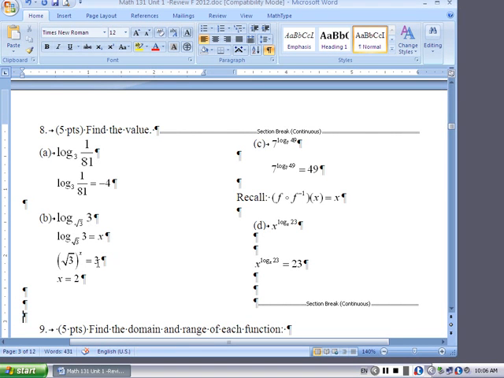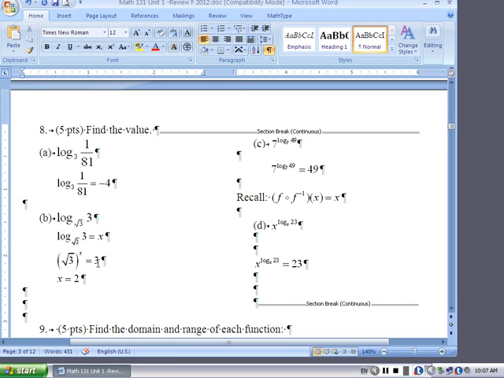Look at this one. You would like to find what is that, right? This is a question. You would like to find what is that. So you say, I don't know what is this. So let me let this equal to something, a variable. So I let this be equal to x. Does it make sense? Yeah?